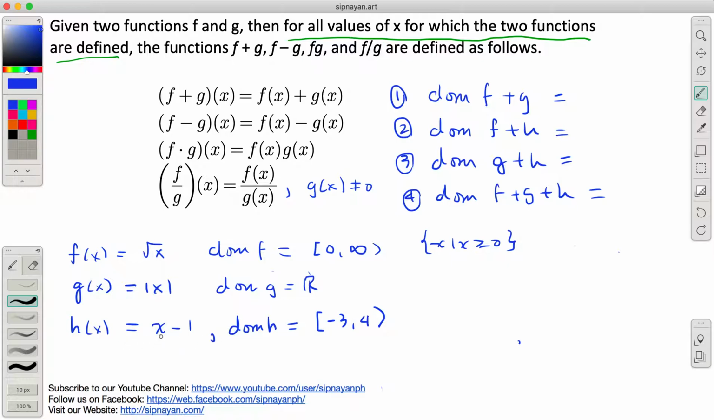And ito specified yung domain niya from negative 3 to 4. Ang ibig sabihin nito, kasama yung negative 3, pero yung 4 hindi kasama. So, in set notation, ibig sabihin, x is greater than or equal to negative 3, but less than 4. So, hindi kasama yung 4, no?